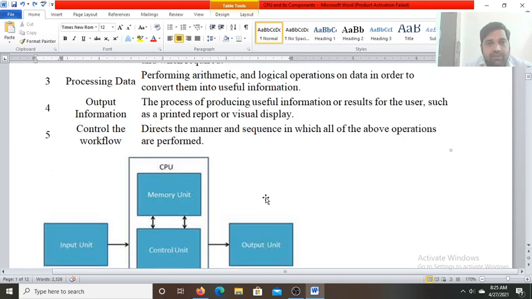Next, control the workflow. So CPU also directs the manner and sequence in which all the above operations are performed. So sequentially, it directs how the instructions will be executed in the CPU.